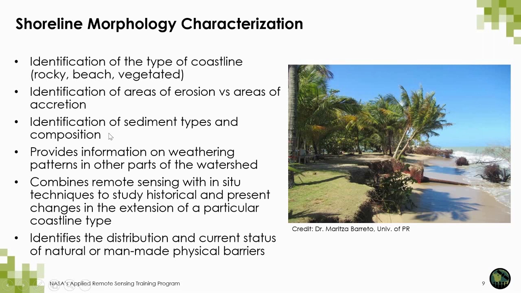And it is also really, really useful to identify the types of sediments and the composition of these sediments, because that will give you information on not only weathering patterns in other parts of the watershed, but also where in particular in the watershed these sediments come from. And we can combine remote sensing and in situ techniques to study historical and also present changes in the extension of a particular coastline type. And this will help us identify the distribution or the current status of natural or man-made physical barriers, which you'll see in a moment.